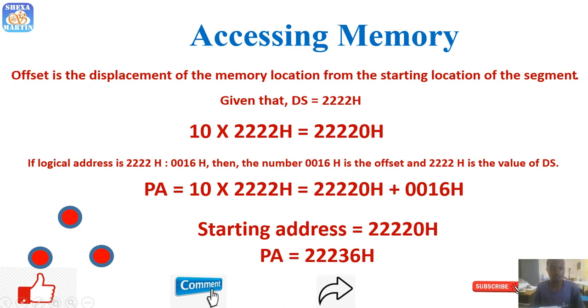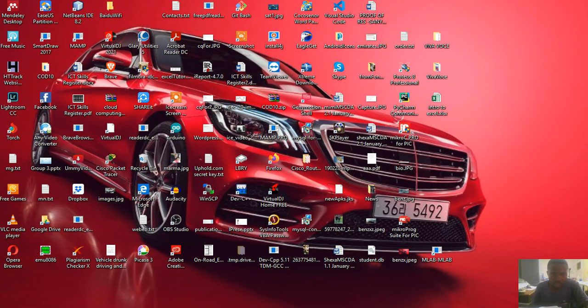So the formula to calculate the physical address is 10 times the segment register plus offset. So this one is that one plus that one. I think it's wrongly written here. Right, so that's how it should be written.